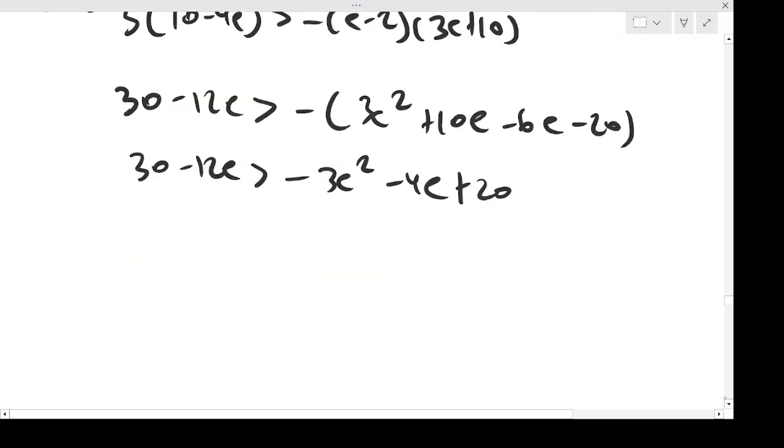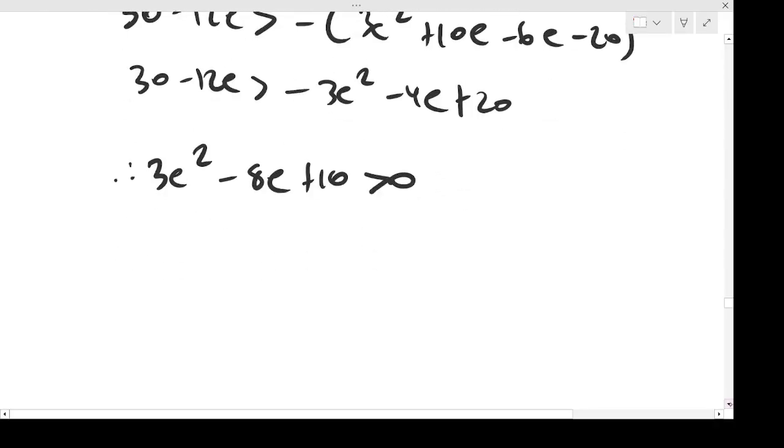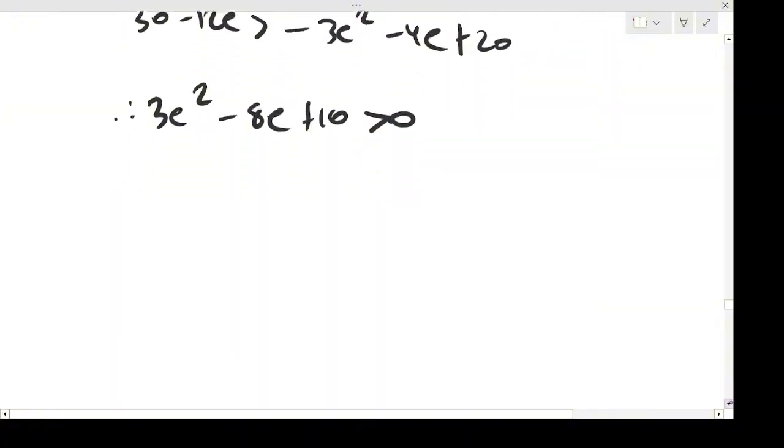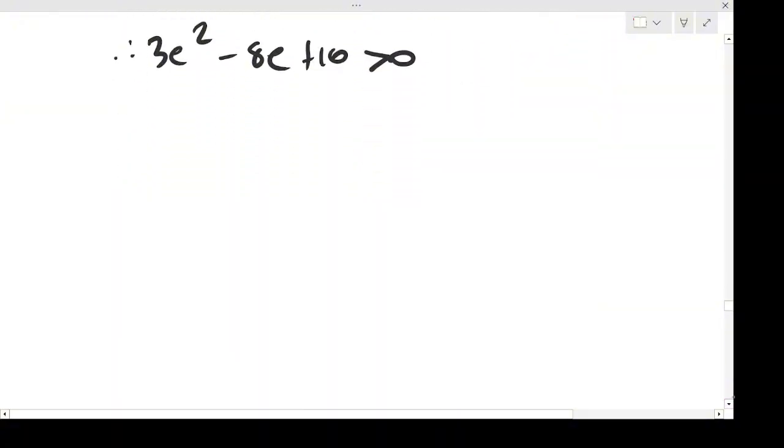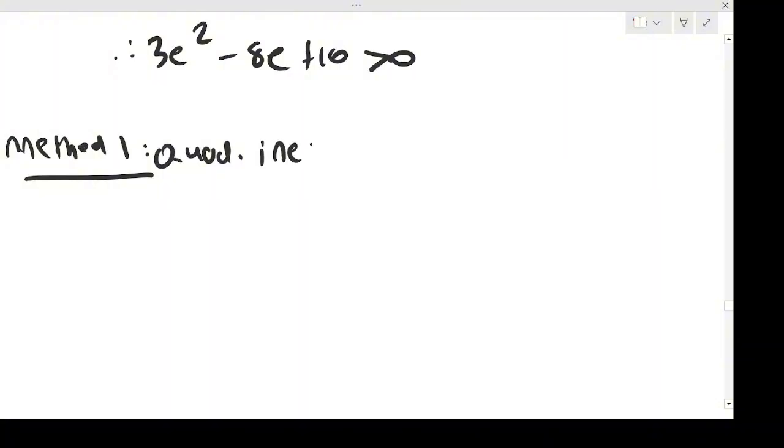And so now if I move everything to the left, I'm going to get 3e squared. And then minus 12e, add 4e is going to be minus 8e. And then 30, take away 20 is going to be plus 10 is greater than 0. So now I have a standard quadratic inequality to solve. So if I was to solve it in a normal way, solving this quadratic inequality, well, what we do is again find the critical values before we sketch it. So the critical values are when you just solve it equal to 0, right?